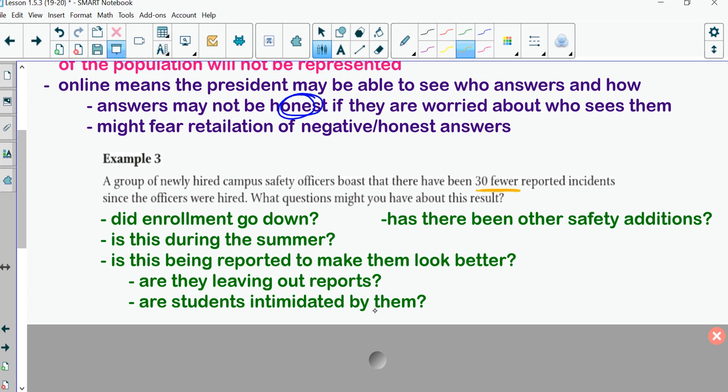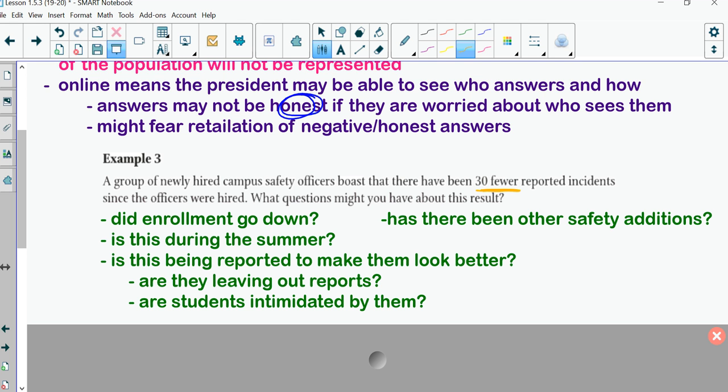Are students intimidated by them? Meaning, let's say they're not very nice, or they're very forceful, or they're not really fixing the problem. So then students stop going to talk to them because nothing's happening anyways. In which case there's going to be fewer reports because fewer people are using them as a tool to actually help.